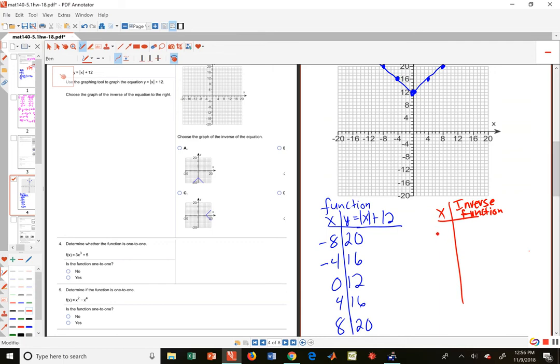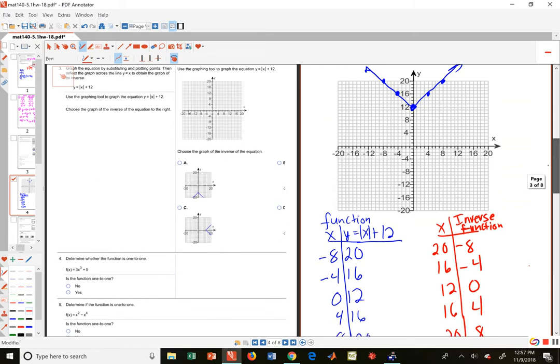If your input is 20, your output is minus 8. If your input is 16, your output is minus 4. If your input is 12, your output is 0. If your input is 16, your output is 4. If your input is 20, your output is 8. It's very unusual. We don't even know what the actual formula is for the inverse function, but we can know exactly where these 5 points are.